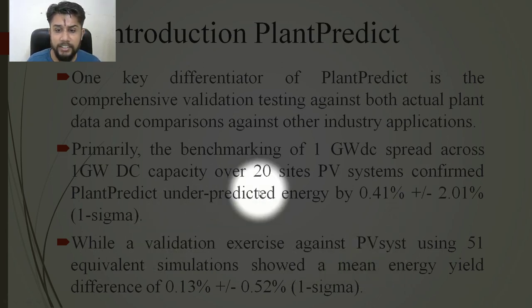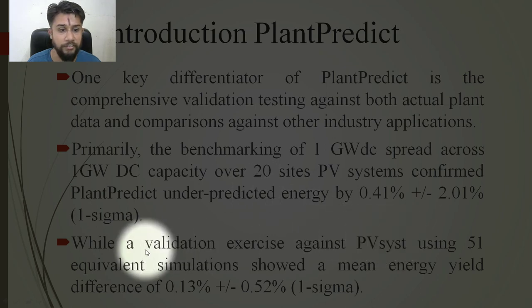While a validation exercise against a PV system using 51 equivalent simulations showed a mean energy yield difference of 0.13% plus or minus 0.52%, which is highly accurate.